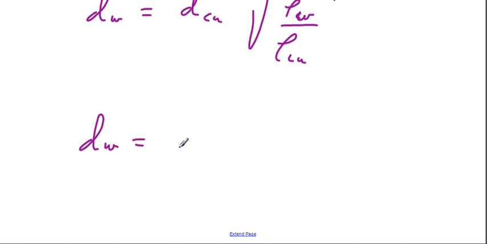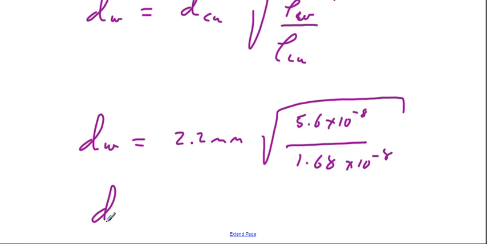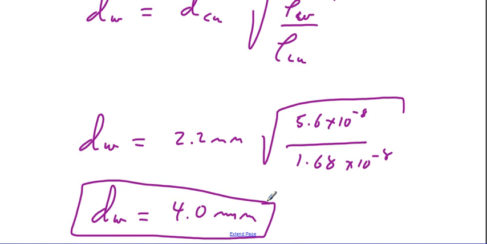We want the diameter of the copper to be, well, it doesn't really matter because all the things go away. Okay, so we'll call it 2.2 millimeters. And then this guy becomes dimensionless, 5.6 times 10 to the minus 8 over 1.68 times 10 to the minus 8, and we get the diameter is going to be 4.0 millimeters. If I could spell millimeters. Well, that was cool. All right.